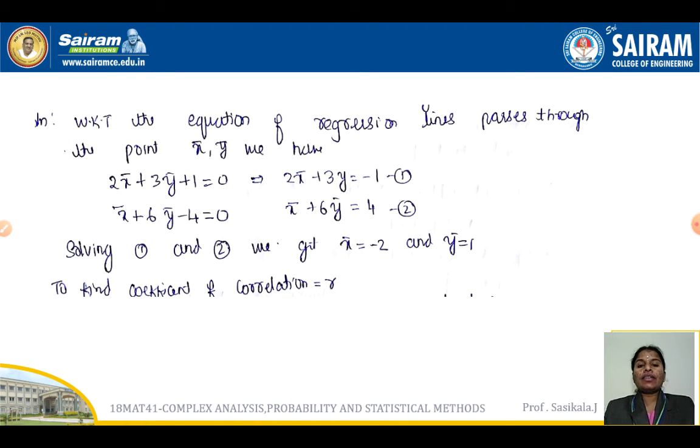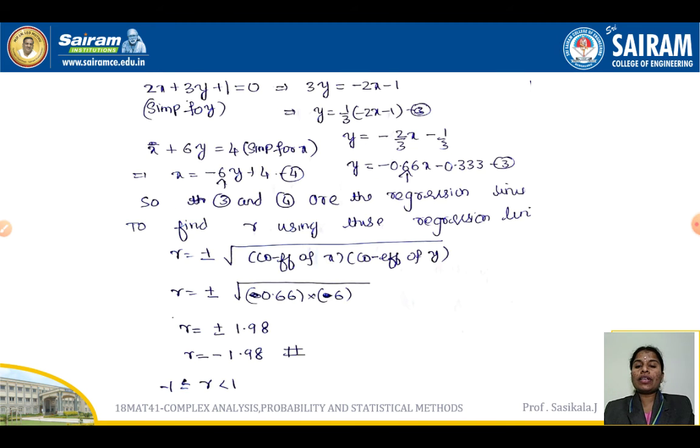It is given that the point x bar and y bar should pass through the regression line equations. That means it should satisfy them. So I'm going to replace x and y with x bar and y bar. I can get two simultaneous equations in terms of x bar and y bar. To solve these two equations, I will get x bar as minus 2 and y bar is equal to 1. Okay. And we are going to find the correlation r.